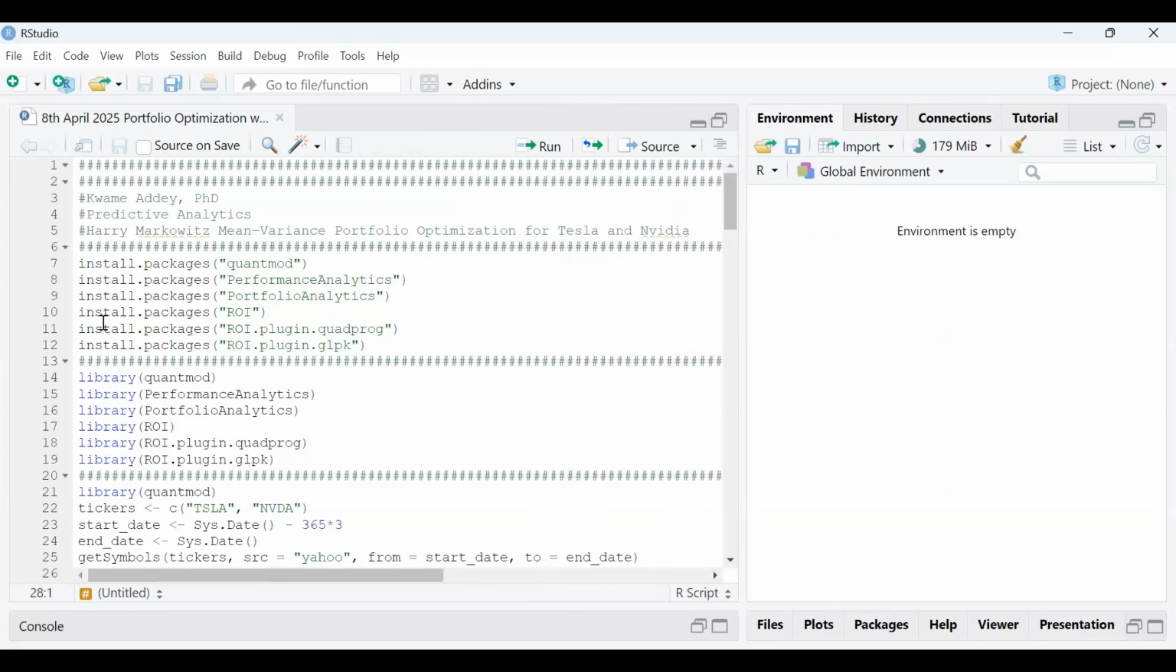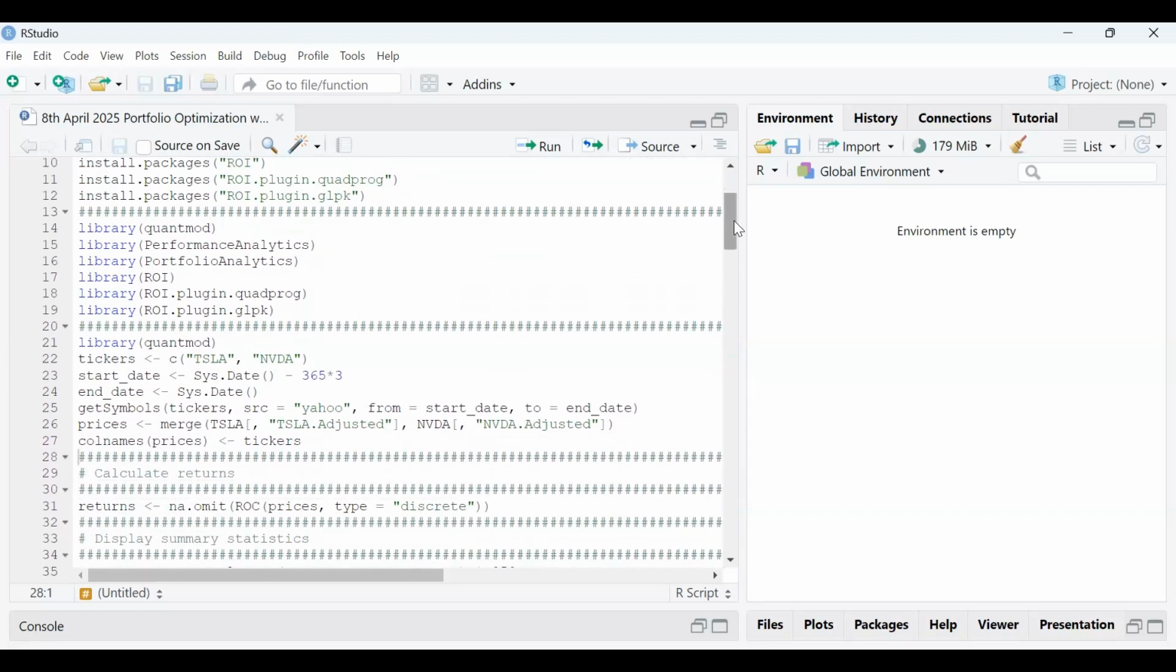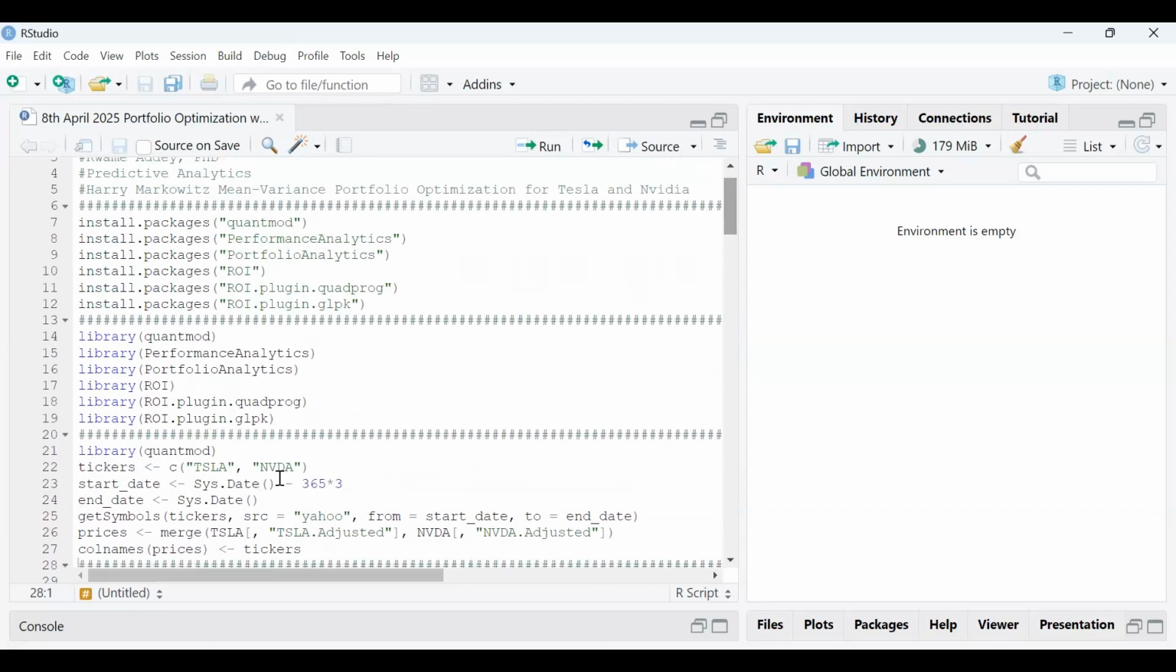And the packages I'm using are quantmod, PerformanceAnalytics, PortfolioAnalytics, the R optimization infrastructure, and then I'll bring in a plugin for quadratic programming, that is if I need it, and then a plugin for the linear programming kit, that is the GNU Linear Programming Kit. So these are the libraries. Because I have installed mine already, I don't need to install it. But since you may not have installed yours, you may want to install these packages.